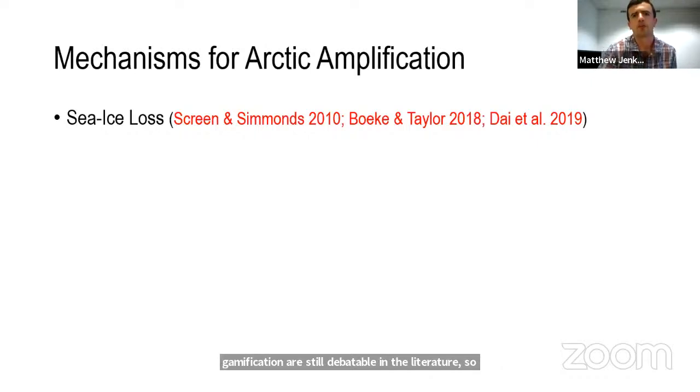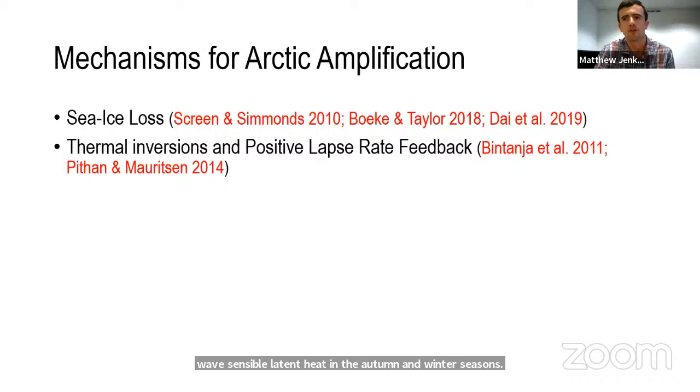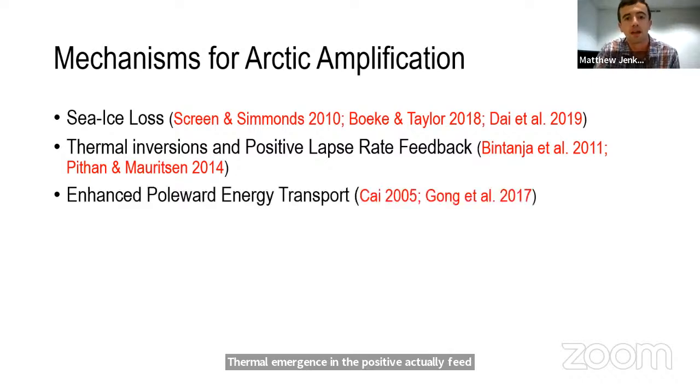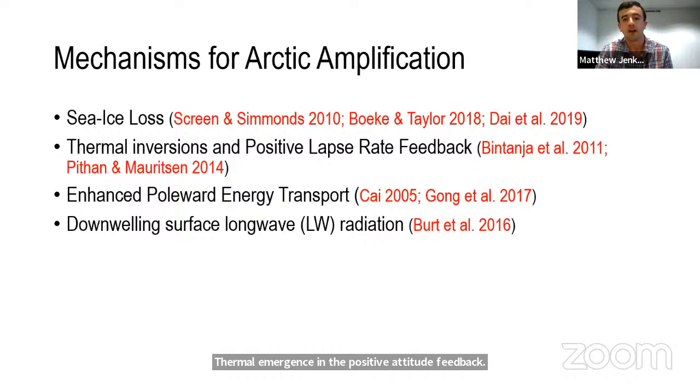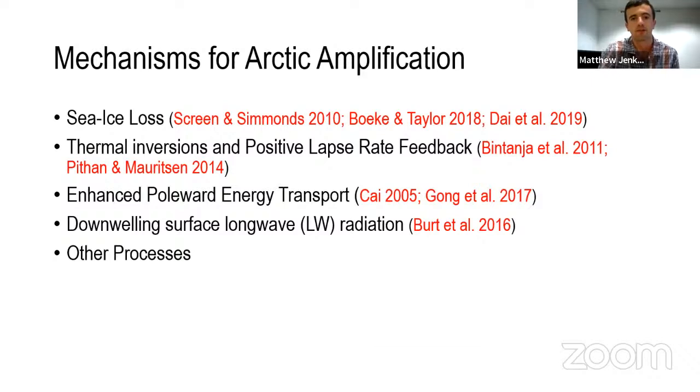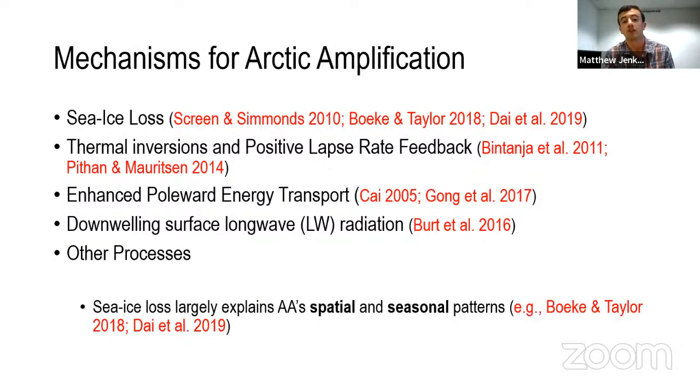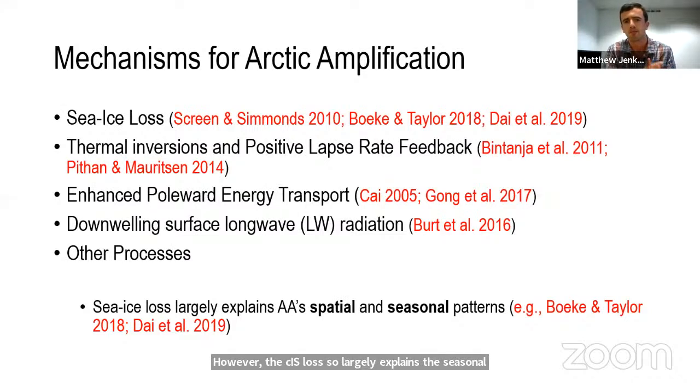Some mechanisms that have been proposed to cause the Arctic amplification are sea ice loss, where in the summertime, reduction of sea ice enhances absorption of shortwave radiation at the surface, and then there's a subsequent release of upward longwave, sensible and latent heat in the autumn and winter seasons. Others include thermal inversions and the positive lapse rate feedback, enhanced polar energy transport, enhanced downwelling surface longwave radiation, maybe from increased water vapor or clouds, and other processes. However, the sea ice loss largely explains the seasonal and spatial patterns of the Arctic warming and amplification.